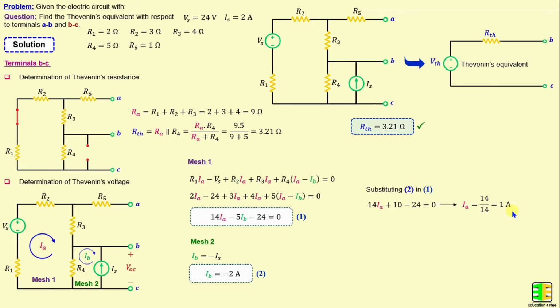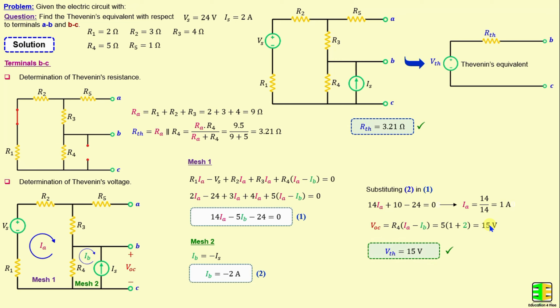Now, according to Ohm's law, the voltage VOC is equal to R4 times (IA minus IB). And if we replace R4, IA, and IB with their numerical values, we obtain VOC is equal to 15 volts. That means VTH is equal to 15 volts.